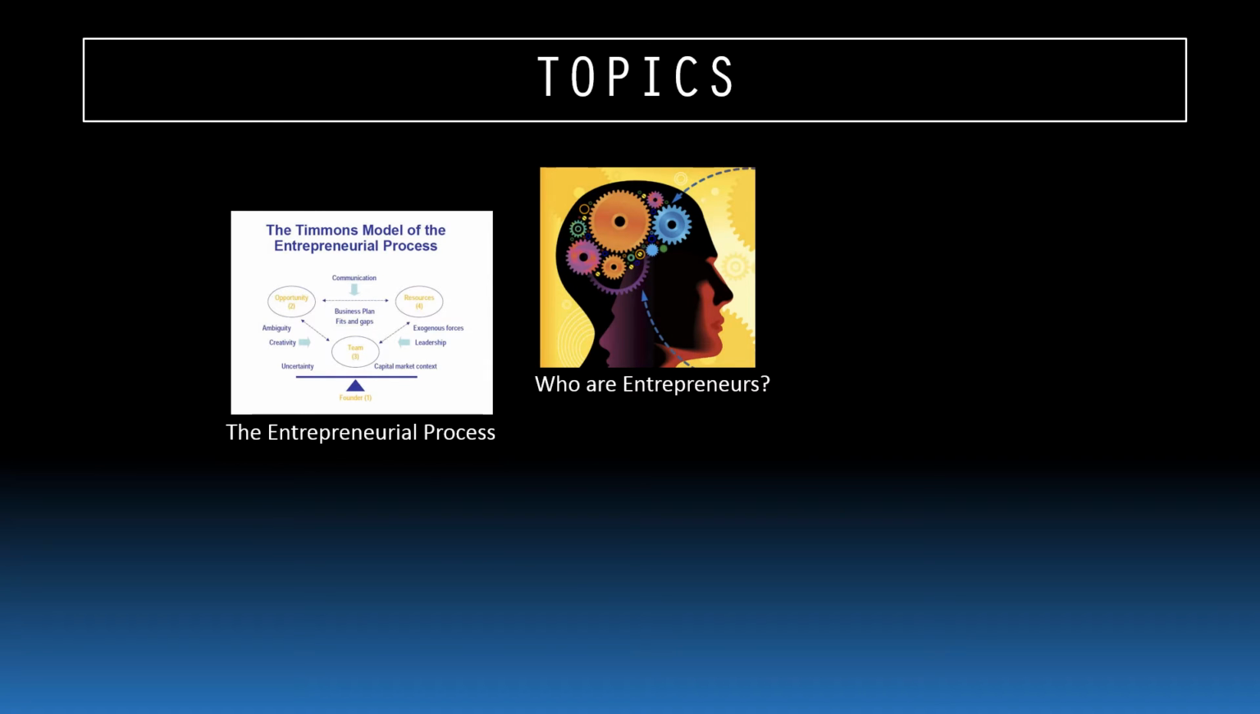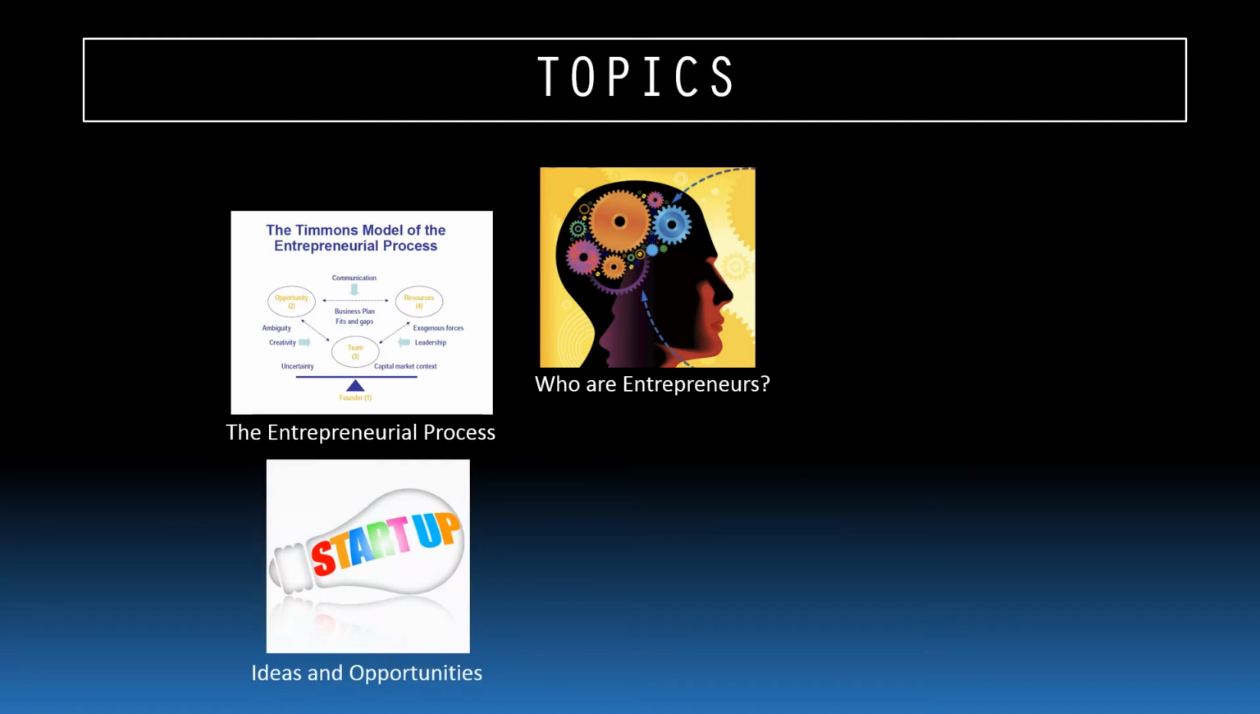Entrepreneurs do stuff. It implies action. And so we're going to take a look at some of the models that help us understand the process that entrepreneurs use. I've got one depicted here that's probably the most popular that's been developed in the last 25 years, called the Timmons model. And we'll take a little bit of a look at that.